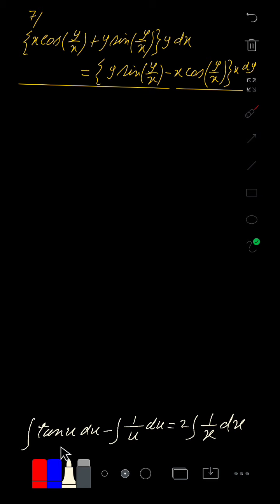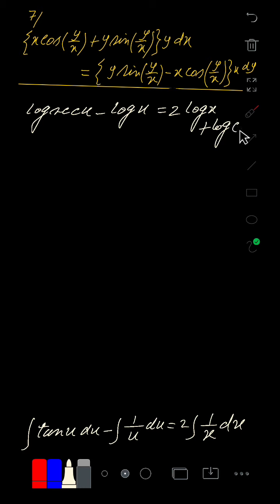Now proceeding from this step, as we know well, integral of tan u is log sec u, minus, and integral of 1 upon u is log u, is equal to 2 times the integral of 1 upon x dx, which becomes log x plus log c. Now these two terms, using the logarithmic property log m minus log n is equal to log m upon n, may be written as log sec u upon u is equal to. Now this 2 log x may be written as the power of x using the logarithmic property, so we have log x square plus log c.